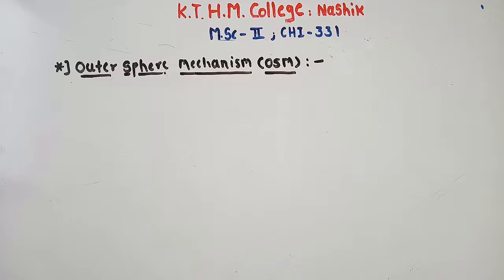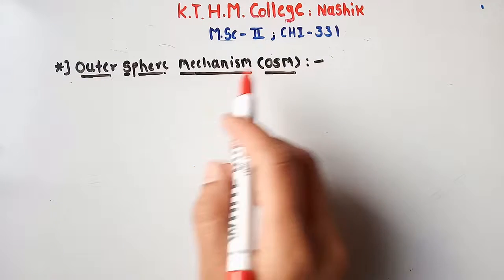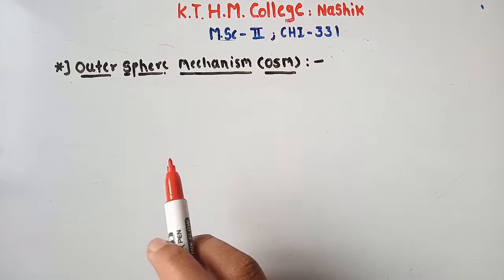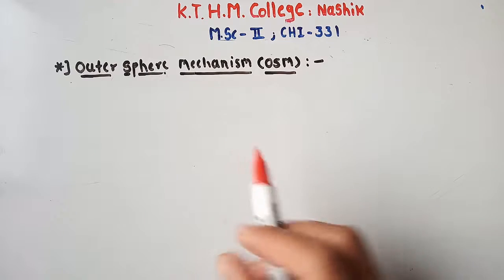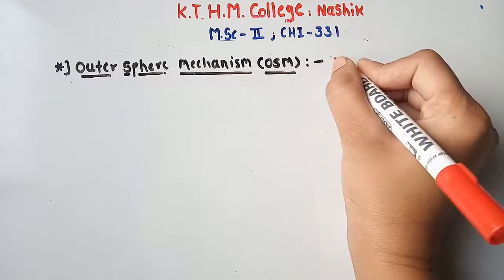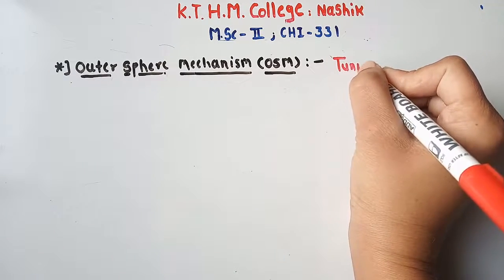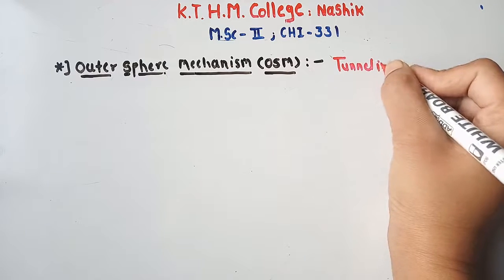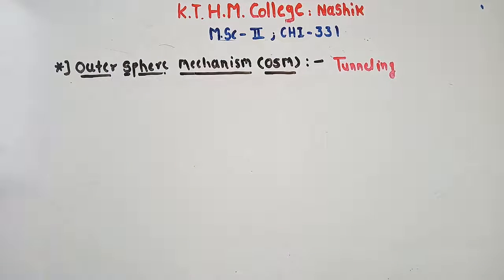Student, in the previous lecture, we have seen the introductory part of electron transfer reactions. In today's lecture, we discuss the outer sphere mechanism, that is OSM. As we know, in the outer sphere mechanism, electron transfer occurs through tunneling. So let's see what exactly the outer sphere mechanism is.